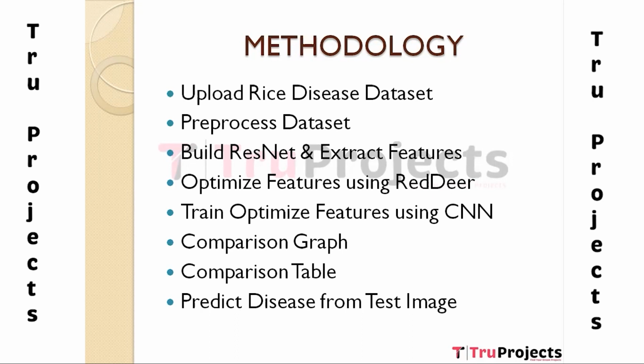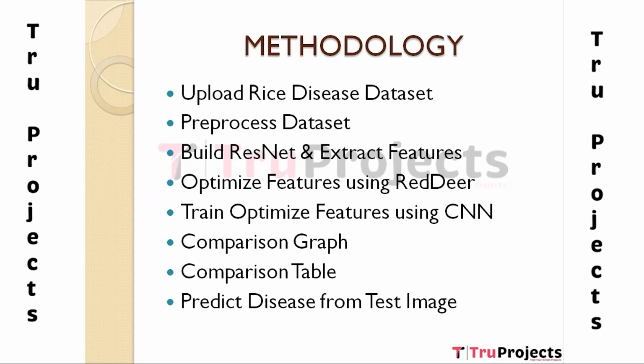Then next module, comparison graph. In this graphical representation we are going to plot the accuracy and loss graphs of the ResNet and CNN algorithms. The next module, comparison table. In this module we are going to load the HTML file which interacts with the web browser and shows the graphical representation and also the tabular format of the algorithms with accuracy, precision, recall and F1 score. Last module, predict disease from the test images.